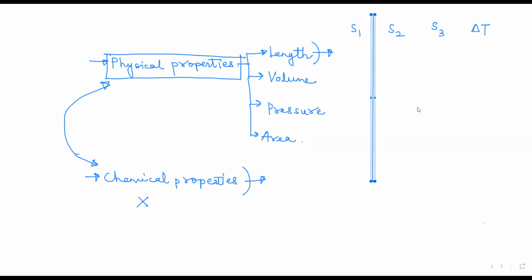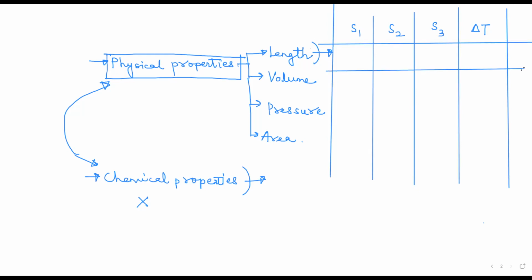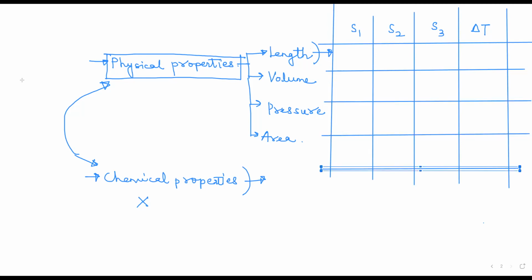So the physical property which I chose was length, and I made these four columns where I have chosen three different substances for length only, right? Where I will plot with respect to a change of 1 degree Celsius in temperature. So delta T is 1 degree Celsius, for all this.